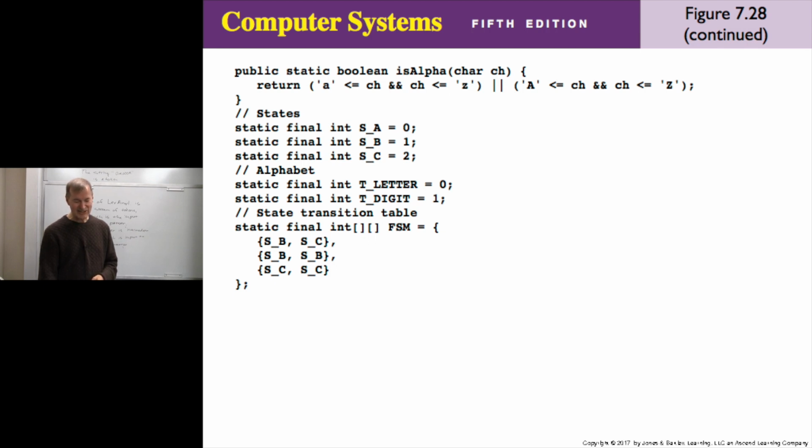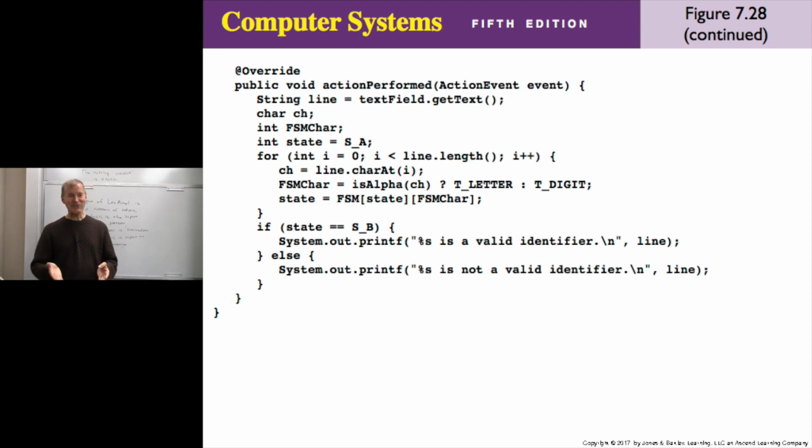Now watch this, you guys. Look how short this is. This is the code that does it. Look what we have for actionPerformed when you click the button. So first we do String line gets textField.getText, and then char ch. So ch is an individual character.